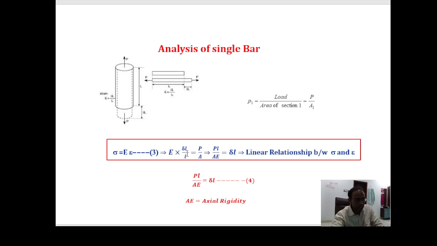If you rearrange the terms, because our task is to get delta L, keep delta L on one side and send the rest of the things to the other side. Then delta L is equal to PL by AE. This is the basic formulation for calculating axial deformations.